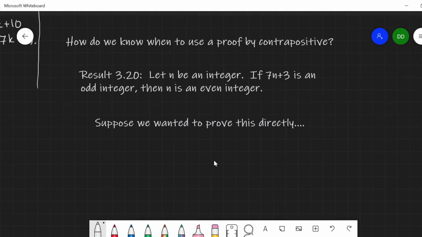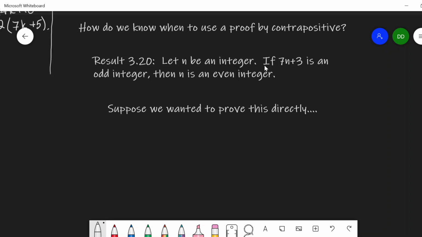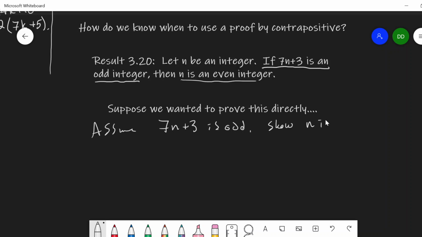Well, what would be our assumptions and what would we be trying to prove? Well, the hypothesis would be 7n plus 3 is an odd integer. So we would assume 7n plus 3 is odd, and we would want to show that n is even. So in this case, we would be able to write 7n plus 3 as 2k plus 1, right? We'd be able to say 7n plus 3 equals 2k plus 1 for some integer k. And then we'd have to somehow take that and show that n is even.